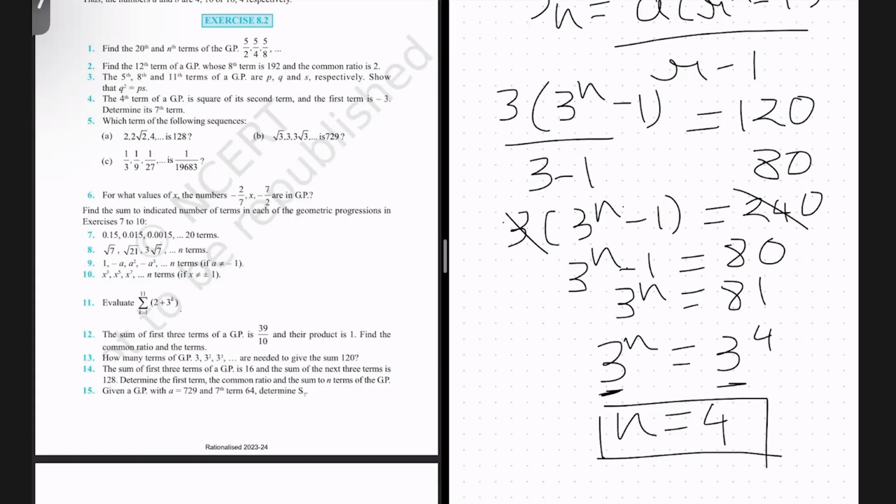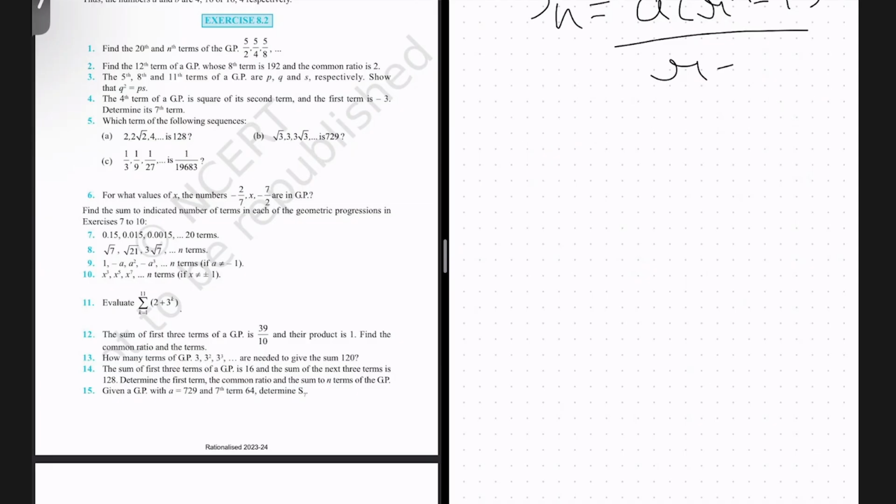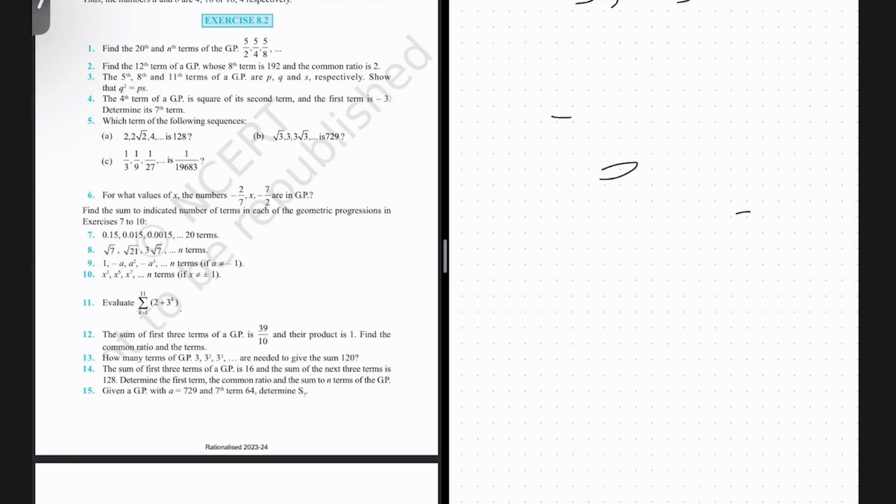So you need the sum of the first 4 terms in order to get the sum of the GP to be 120. Correct? That was the solution for the 13th question. Moving on to the 14th question. Let us rub these things off and move on to the next question.